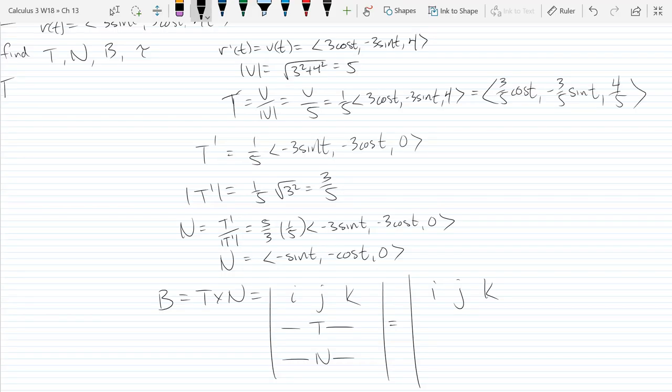Now what I had to do for my first row in my cross product, I had to distribute my 1/5 through because I needed the x, y, z components of that, not a scalar multiple times that. So I had to distribute my 1/5.